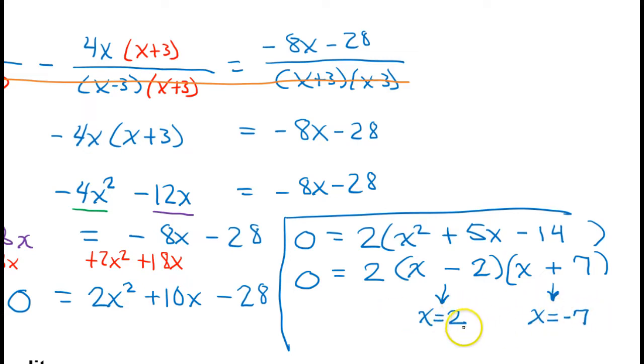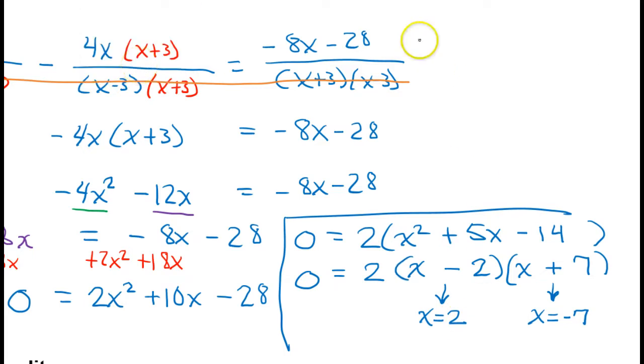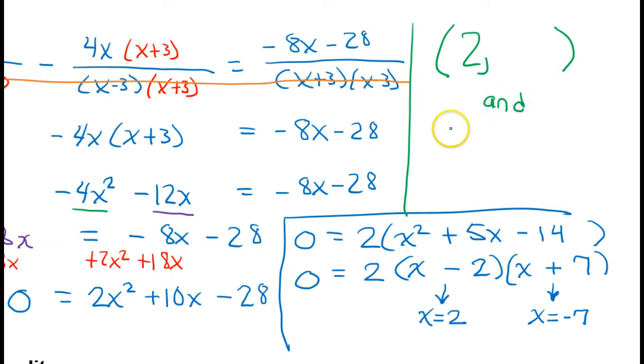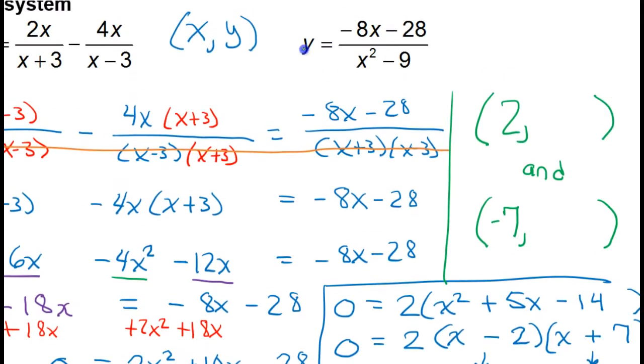Okay, now remember what I said. For this type of problem, we need not only the x values, but we also need the y values. So what we have so far are the x values. So we know we have 2 comma something, and we have -7 comma something. But we need the y values to go with them. And again, we will need the y values anytime the original problem has a y in it, like this.